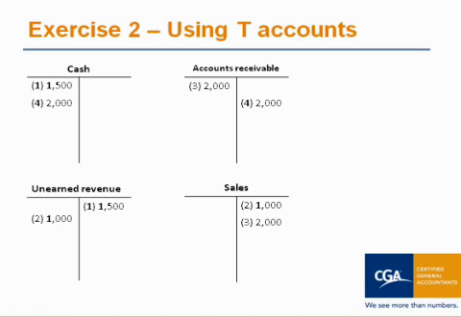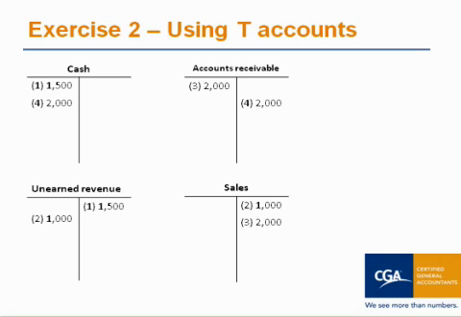Let's look at another exercise. In exercise 2, we have a customer who makes a deposit in step 1 for some upcoming work. We receive the cash and debit the cash account. So we're debiting cash, increasing our cash asset by $1,500, a left-handed entry.